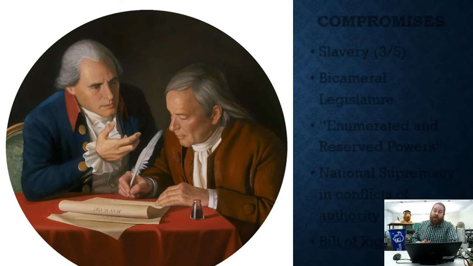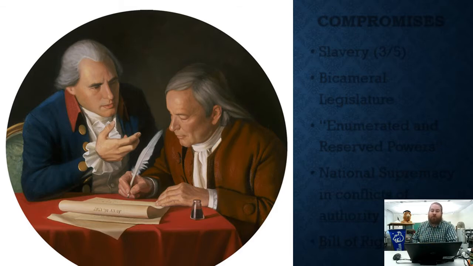So when they're making the Constitution, obviously you have to compromise, and there were a couple of compromises they came up with. The first was they decided to keep slavery legal, and that slaves would count as 3/5 of a person according to population. They also decided to have 2 houses, that's what bicameral means, a House of Representatives based on population, and the Senate, a government body where everyone gets the same vote.